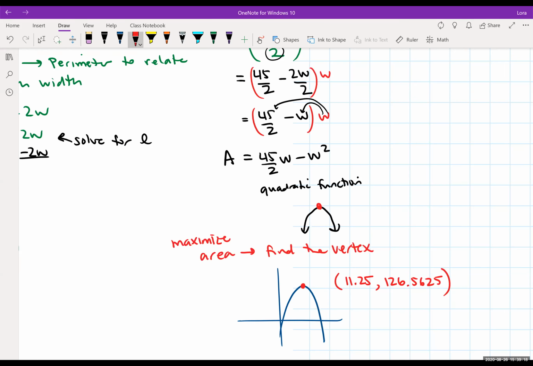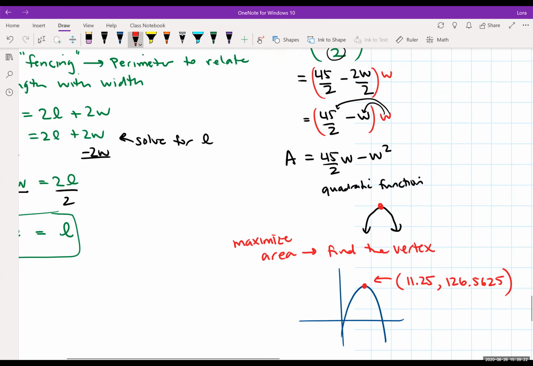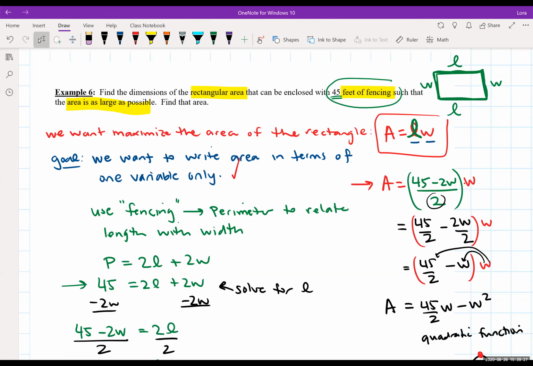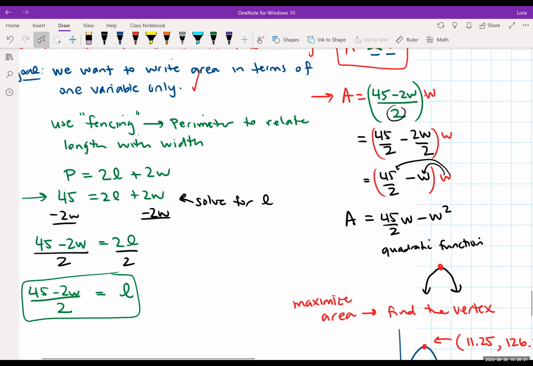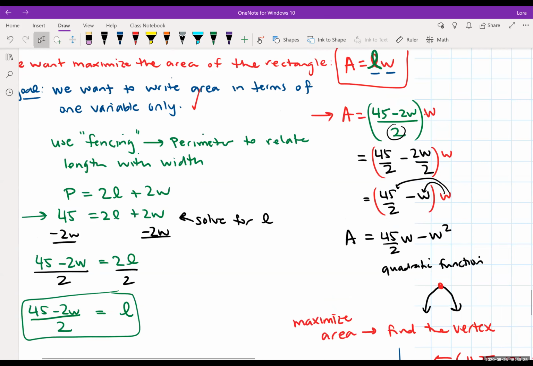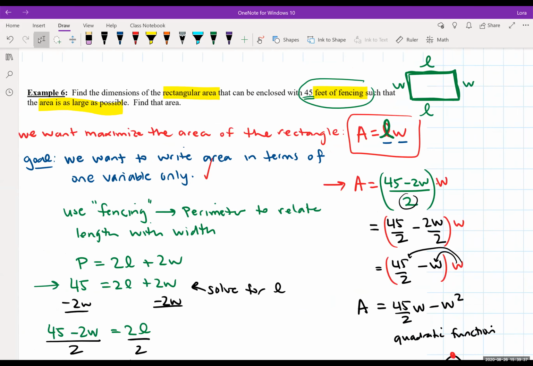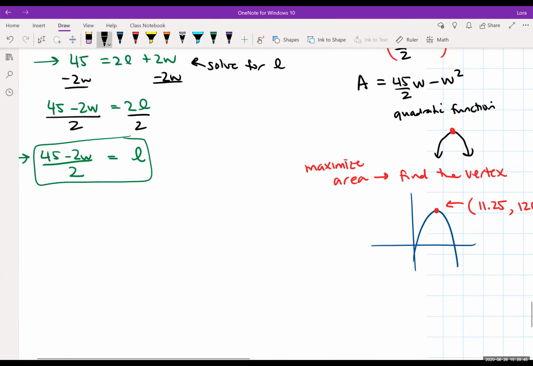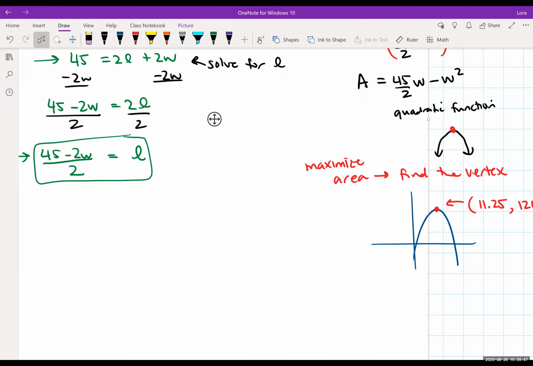So that's all nice mathematically that, hey, we found the vertex. But the very last thing is to check, because we have a problem that talks about some sort of real life context. We want to make sure that we're answering it in plain English instead of math speak. So I want to make sure if I'm trying to answer the question, it's asking me to find the dimensions. Okay, so first off, the dimensions that maximize the area.